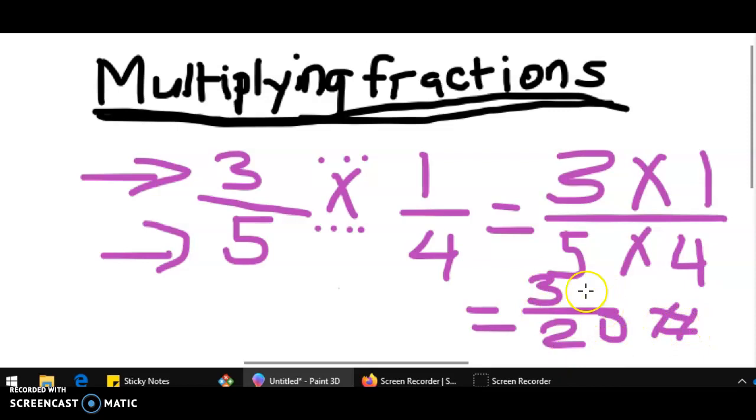Do we need to simplify 3 over 20? No. We are done with this example. Okay, the next type of multiplication of fractions will involve simplification, and I will go through some examples of that.